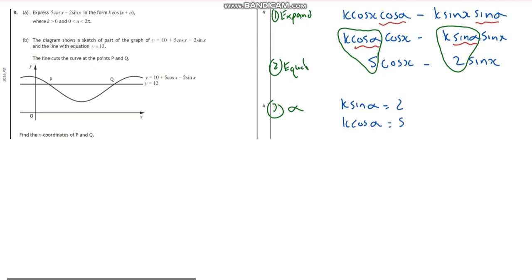But anyway, 5. So that means that tan alpha has to equal sine over cos, which is 2 over 5. So if I do inverse tan of 2 over 5, now this is in radians. So make sure your calculator is set to radians. So shift mode, and then radians is 4 for me. So shift tan, or inverse tan, 2 divided by 5.